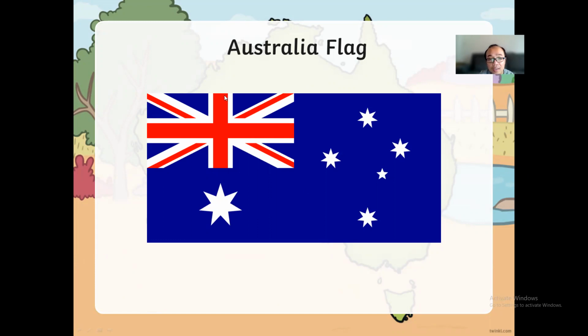Why can we see this here? It comes from England, the United Kingdom, because the United Kingdom used to conquer Australia before, and now they have become independent, but they still have a relationship with the United Kingdom. You can see the stars over here. How many stars? Six stars are for the provinces of Australia. So three colors for the Australian flag: red, white, and blue.